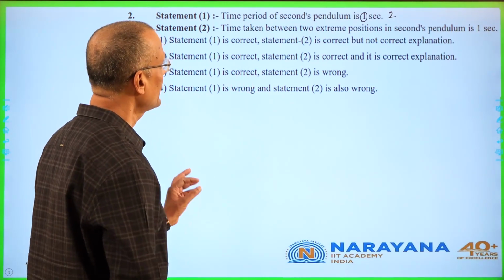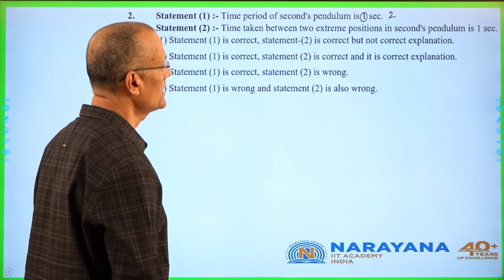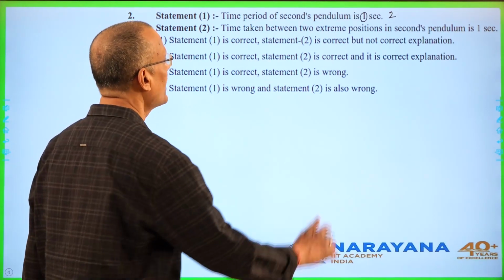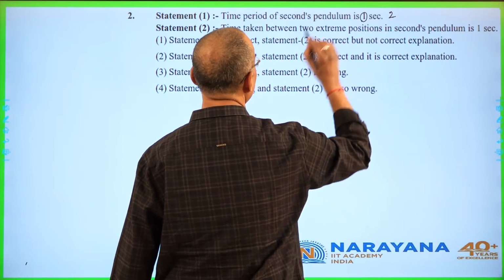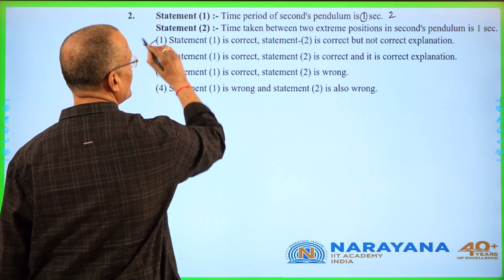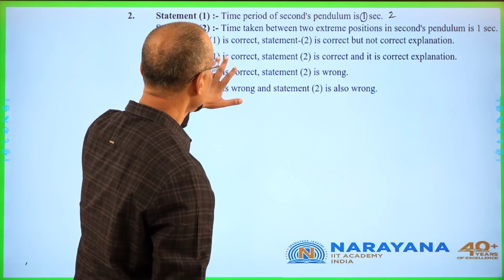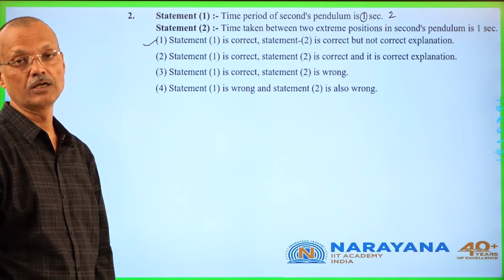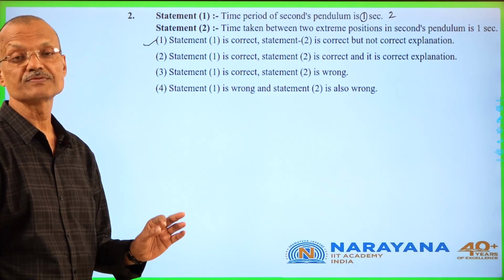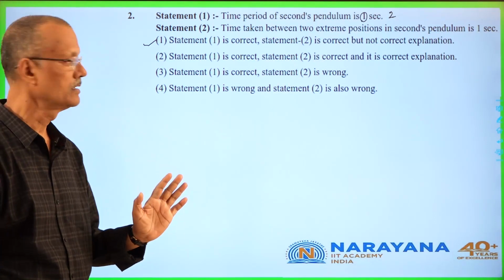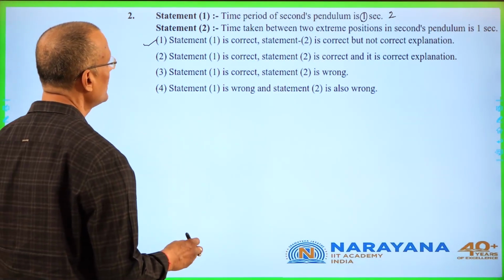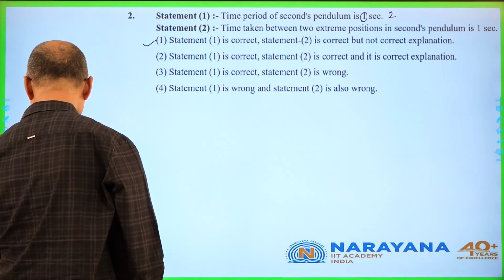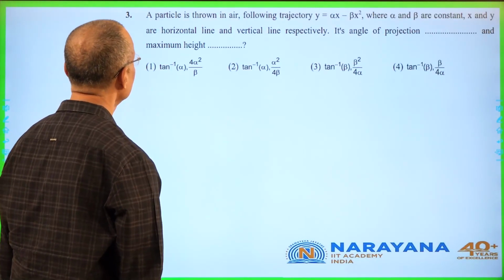Statement 2, time taken between two extreme positions in second pendulum is 1 second, that will also be correct. So if I convert this 1 to 2 seconds, then my answer 1 will be correct. Statement 1 is correct, statement 2 is correct, but it is not the correct explanation. You know already that time period of second pendulum is 2 seconds. Clear to you? The answer will become 1 if I change 1 to 2. Let us move now to next question 3.